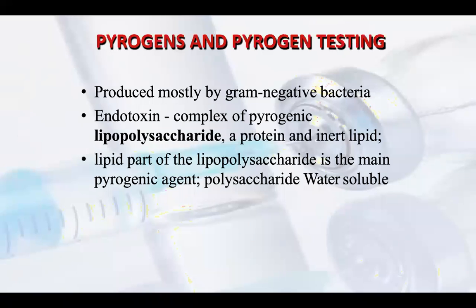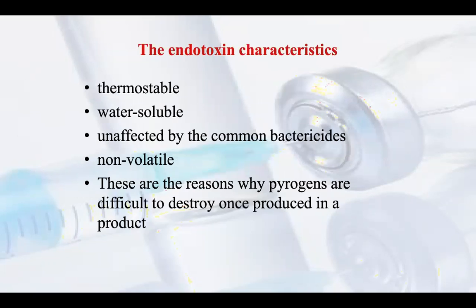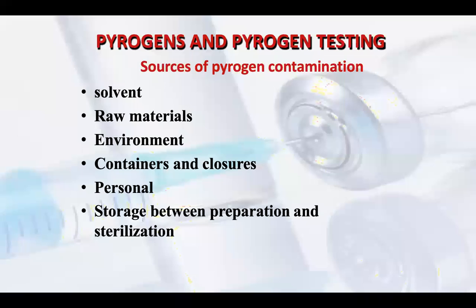Pyrogens are produced mostly by gram-negative bacteria. Endotoxins are a complex of pyrogenic lipopolysaccharides, a protein and inert lipids. The lipid part of the lipopolysaccharide is the main pyrogenic agent. Polysaccharides are water-soluble, thermostable, unaffected by the common bactericides, and non-volatile. These are the reasons why pyrogens are difficult to destroy once produced in a product.